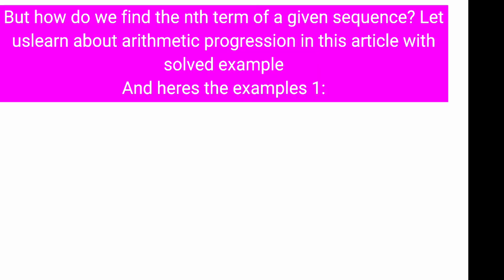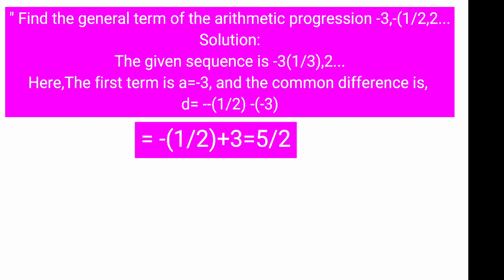But how do we find the nth term of a given sequence? Let us learn about arithmetic progression in this article with solved examples. And here's example number 1. Find the general term of the arithmetic progression negative 3, negative 1 half, 2, and this is the solution.